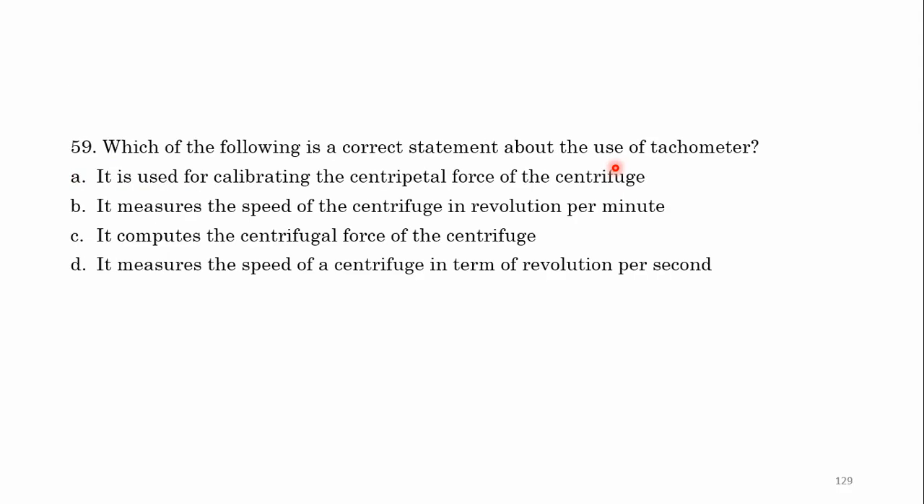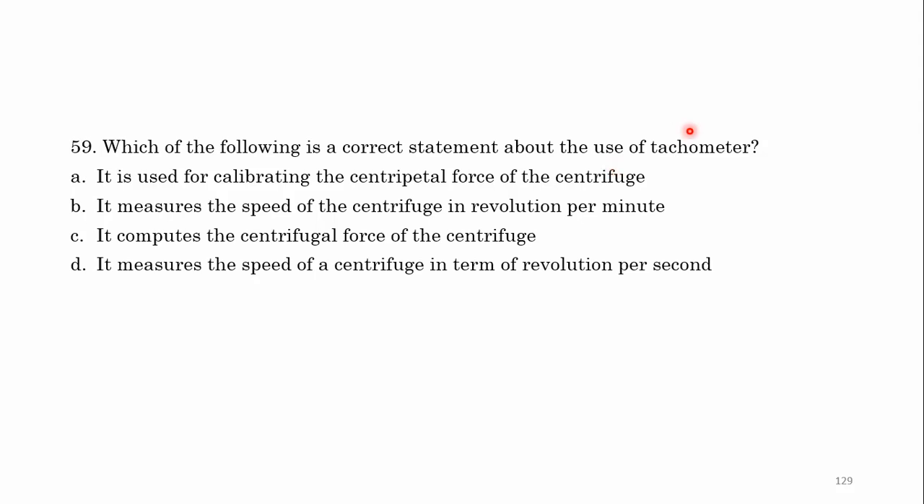59. Which of the following is a correct statement about the use of tachometer? A. It is used for calibrating the centripetal force of the centrifuge. B. It measures the speed of the centrifuge in RPM. C. It computes the centrifugal force of the centrifuge. D. It measures the speed of a centrifuge in terms of RPS.